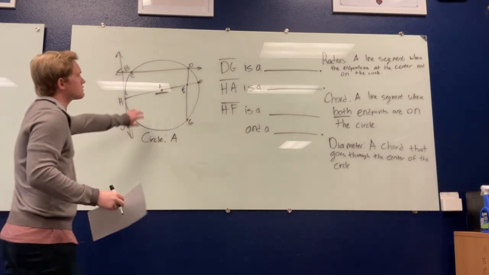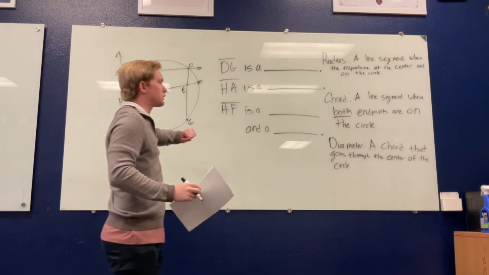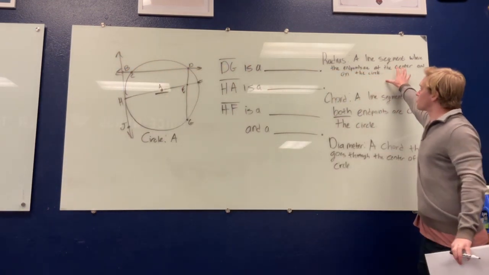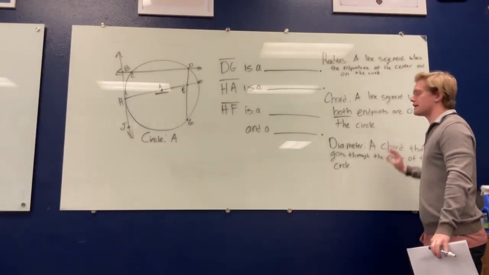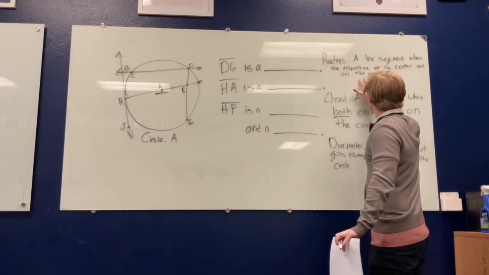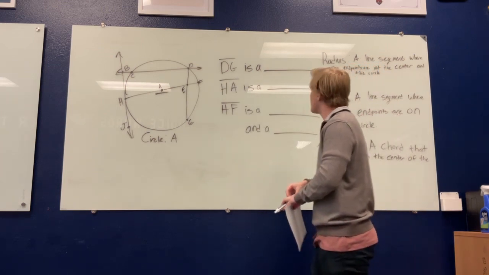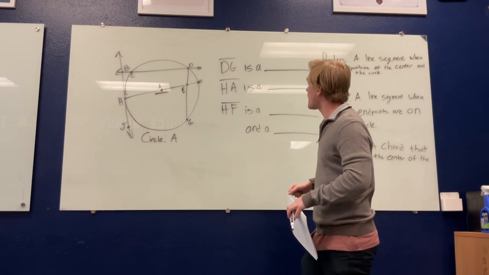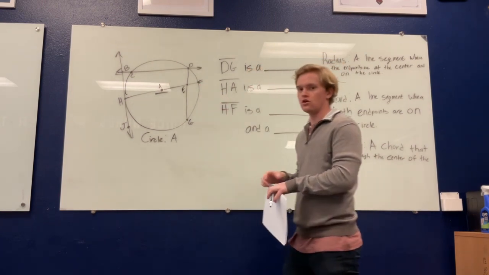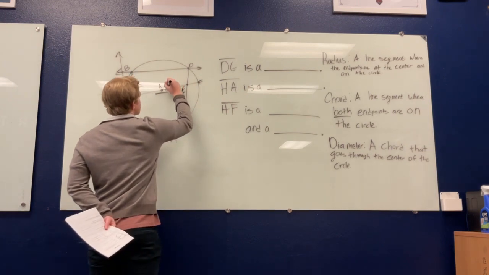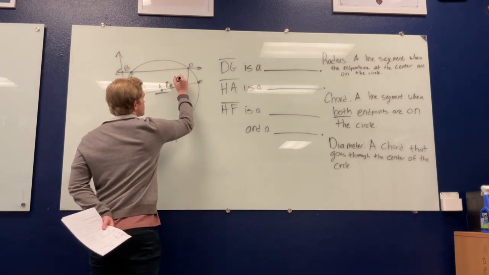And when we're talking about circle A, we can have three lines that we can describe within our circle. We have a radius, we have a chord, and a diameter. We're going to break down each one of those terms. For example, a radius is a line segment where both endpoints are on the center as well as on the circle. So, for example, one of our radii is going to be the line from A to F.